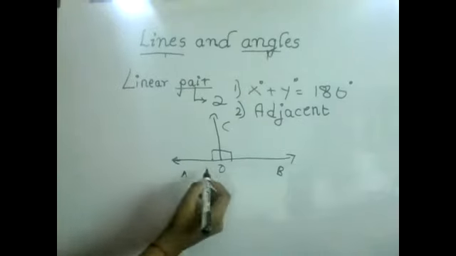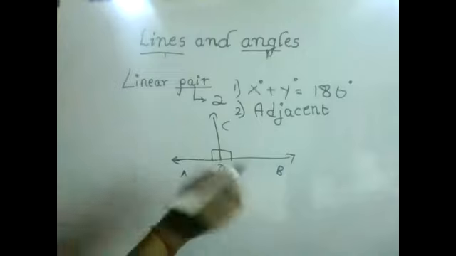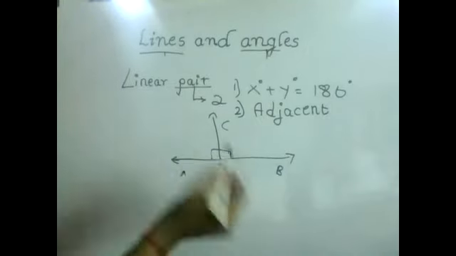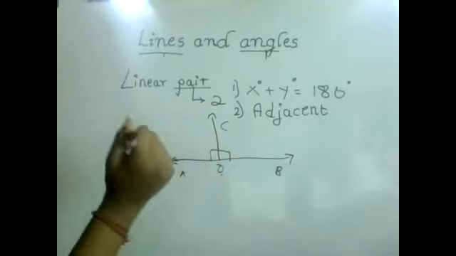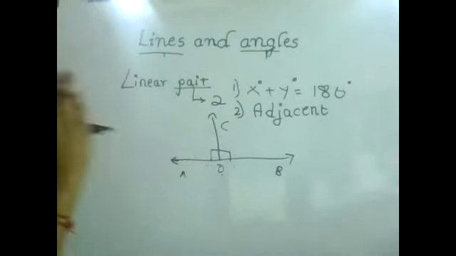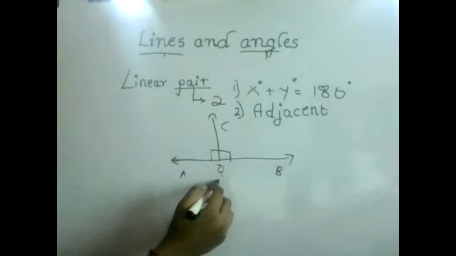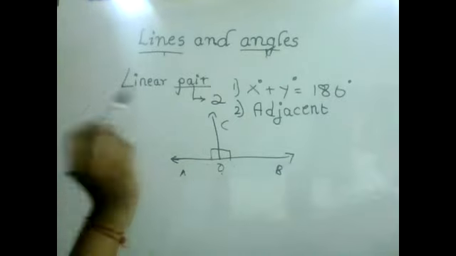What does the adjacent angle mean? They should have a common vertex. O is a common vertex. OC is a common arm. And the two non-common arms OA, OB are on either side of the OC. That is also satisfied. So all three conditions are satisfied. So this pair of angles, we can say, is adjacent angles.